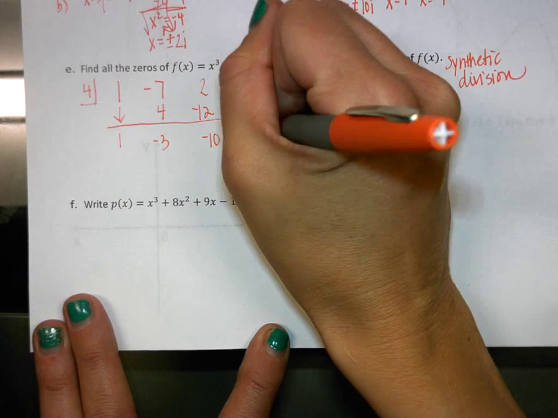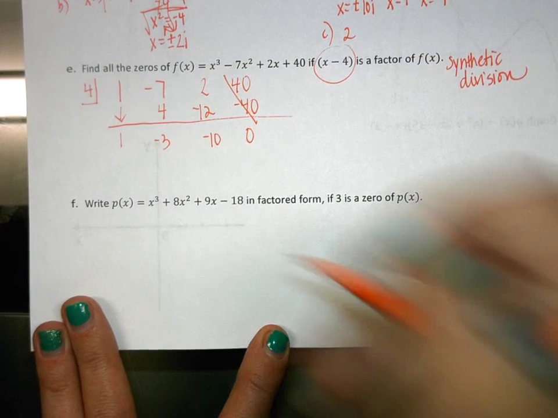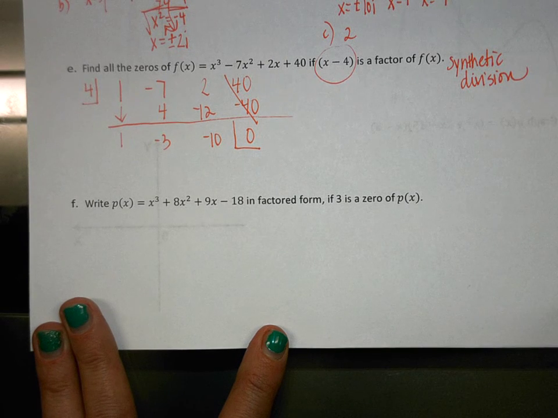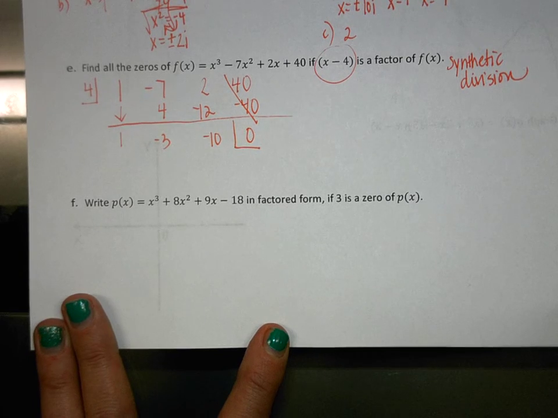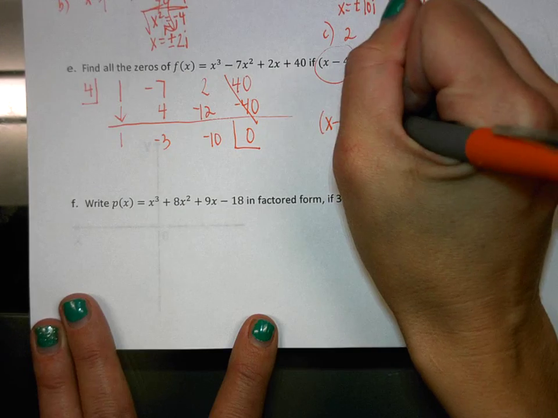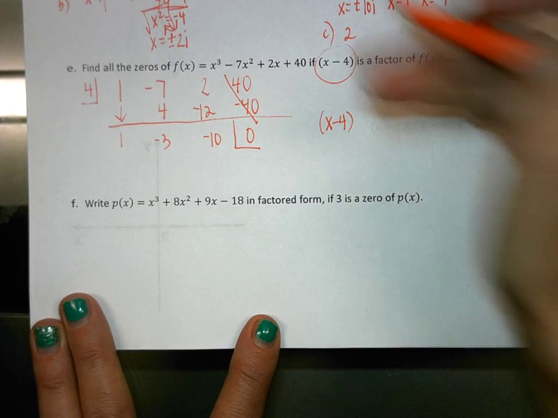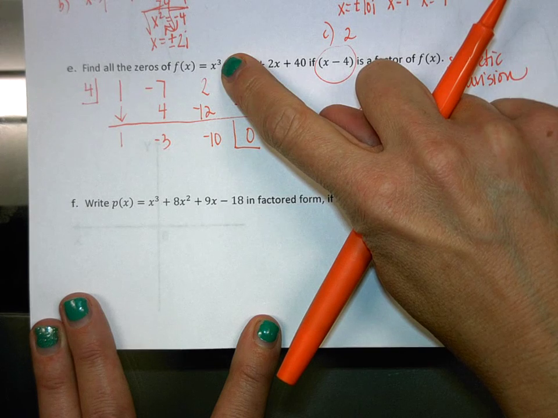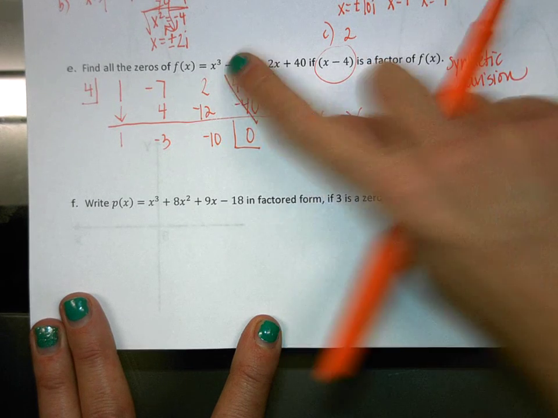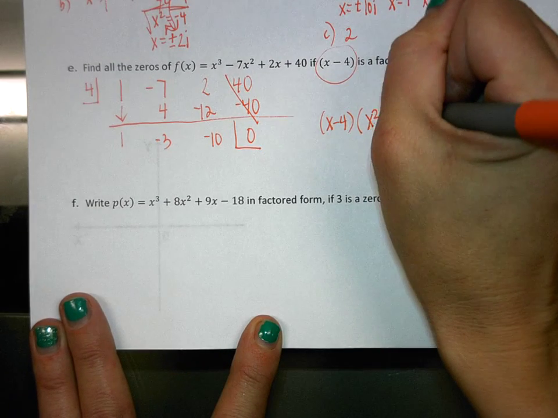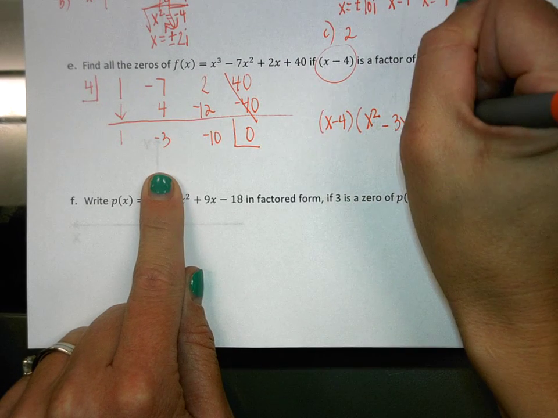Which means there's 0 left over, which is exactly what we want, because this last number is like your remainder, and if something's a factor, it shouldn't have a remainder. So in factored form, I have x minus 4, because this was a factor, and then you go down 1 from whatever your exponent was. Since I had x to the third, this now goes down to x squared, so that's 1x squared minus 3x minus 10.